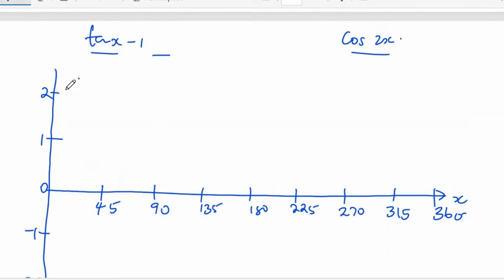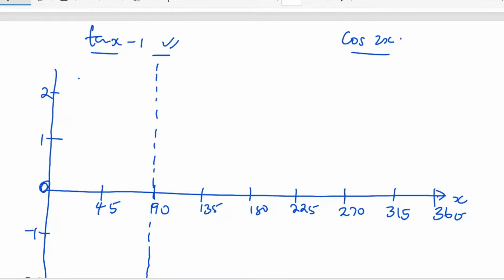Okay, so when they ask for the start, we're starting from 0 and we are ending at 360. The step, I'm using 45. So if I start with the tan x minus 1, okay, I have an asymptote at 90.